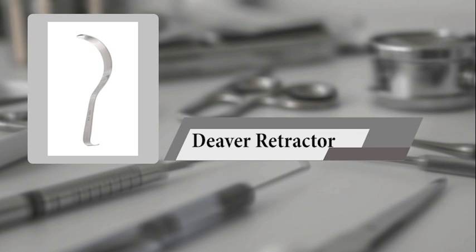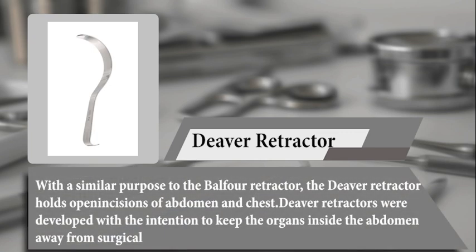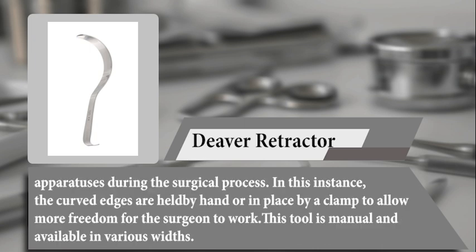Deaver Retractor. With a similar purpose to the Balfour Retractor, the Deaver Retractor holds open incisions of abdomen and chest. Deaver retractors were developed with the intention to keep the organs inside the abdomen away from surgical apparatuses during the surgical process. In this instance, the curved edges are held by hand or in place by a clamp to allow more freedom for the surgeon to work. This tool is manual and available in various widths.